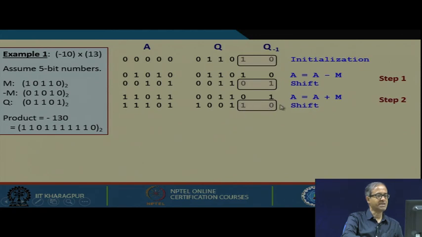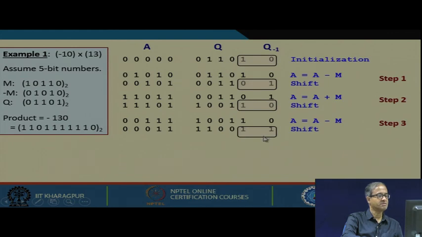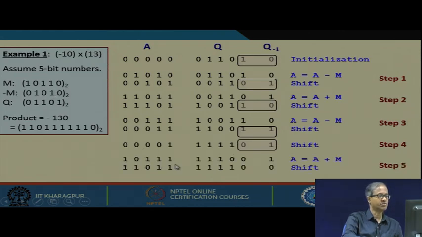Now the next two bits are again 10. So 10 means you have to subtract. So add minus M again to it. It becomes this. So again do a shifting. Next bit pair is 11. So just skip, no addition or subtraction, just shifting. Next bit pair is 01. So you have to do an addition. So add M to this. It becomes 10111. Then do a shift. So whatever you have, finally is the result product. This is minus 130, right?